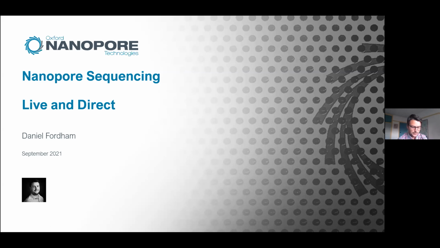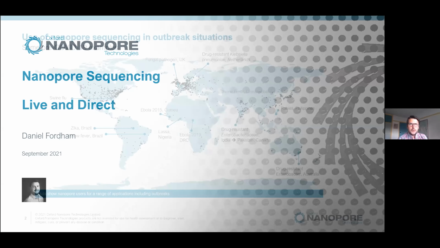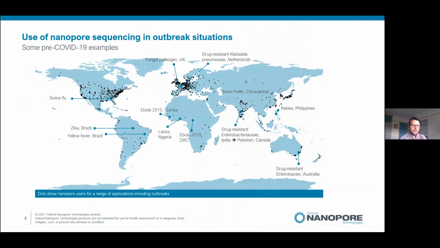And we're going to talk about nanopore sequencing and how you could consider it to be live and direct. One of the things about nanopore sequencing, and something that we talk about quite a lot, is its portability and the low barrier to entry for people to be able to use. This has particular applications to things like an outbreak situation.